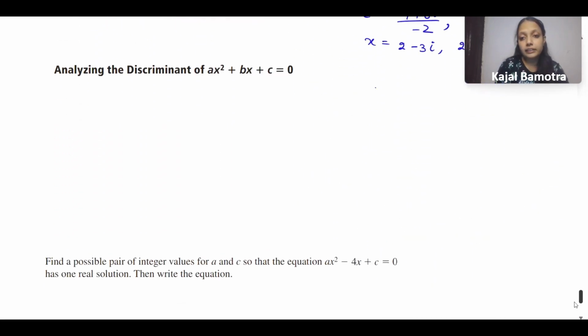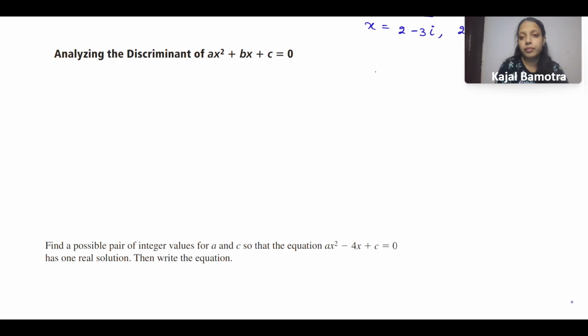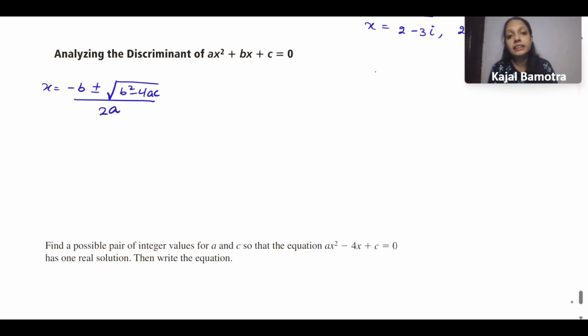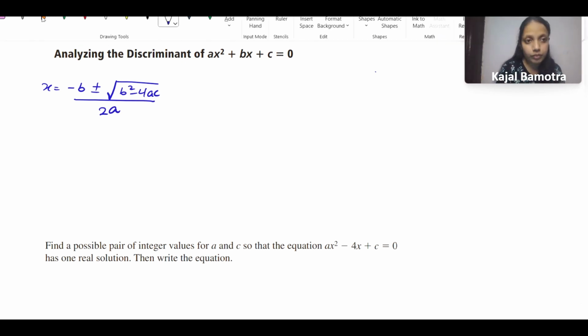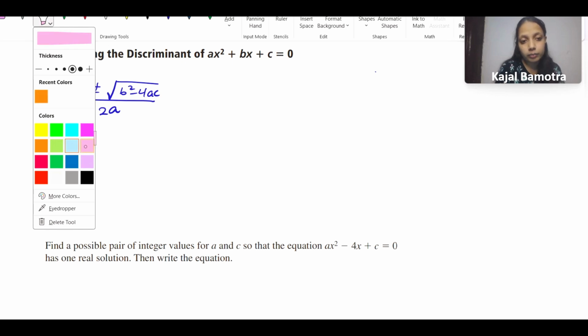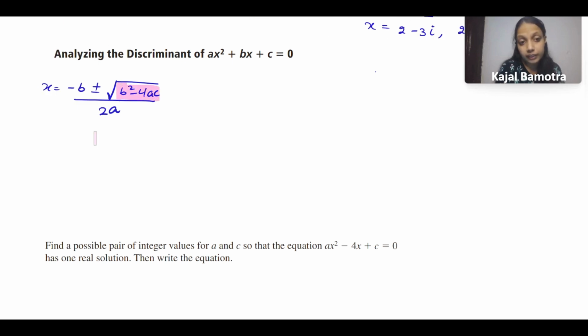Now, next, analyze the discriminant. What is the discriminant? In the quadratic formula, we write -b plus or minus the square root of b squared minus 4ac, over 2a. The term inside the square root is the discriminant. This is known as the discriminant.